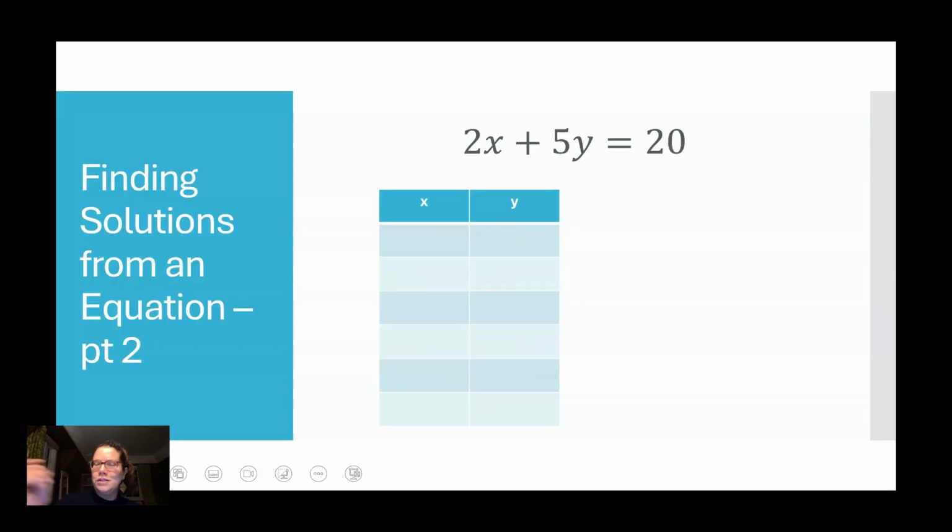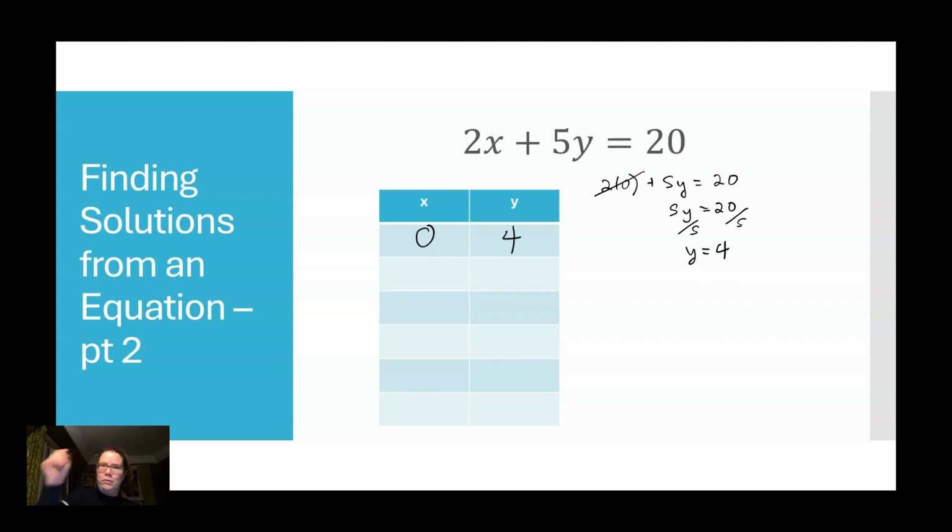You'll also see equations in standard form. That's this one here where we have something x plus something y equals some value. And with these ones, again, we can plug in any number we want. So I am going to start with 0 for x and see what happens. So 2 times 0 plus 5 times y equals 20. 2 times 0 is just 0. So now I have 5y equals 20. I'm going to divide by 5 on both sides and get y equals 4. Amazing. One of my points is 0, 4.